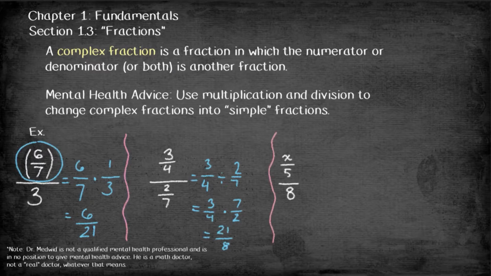Now here's a complex fraction with a variable in it. Same deal as with the first example. We are going to rewrite this as x/5 times 1/8 to give us x/40.